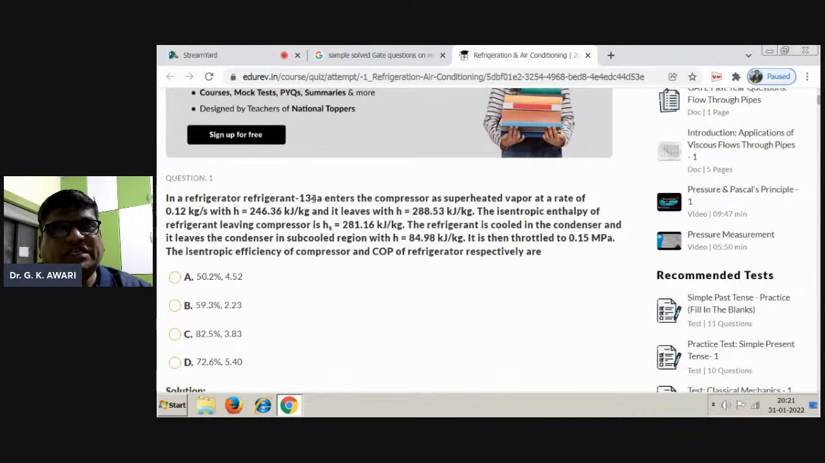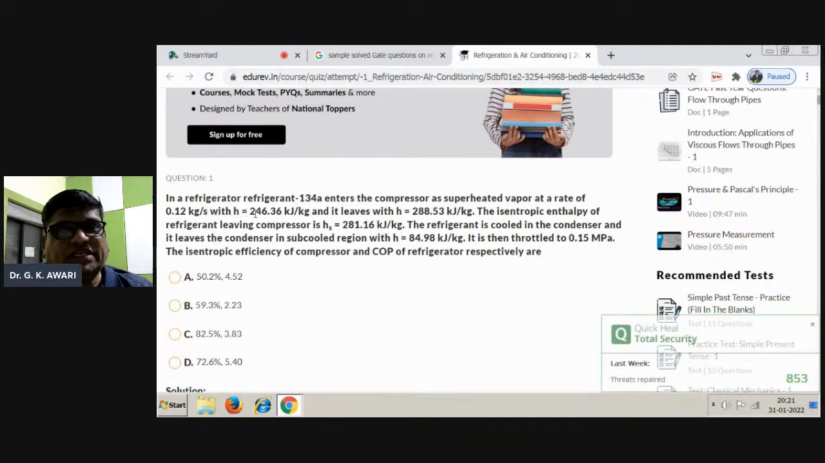So in a refrigerator, refrigerant 134 enters the compressor as superheated vapor at a rate of 0.12 kg per second with H equal to 246.36 kilojoule per kg, and it leaves with an enthalpy of 288.53 kilojoule per kg. The isentropic enthalpy of the refrigerant leaving the compressor, that is Hs, is equal to 281.16 kilojoule per kg.